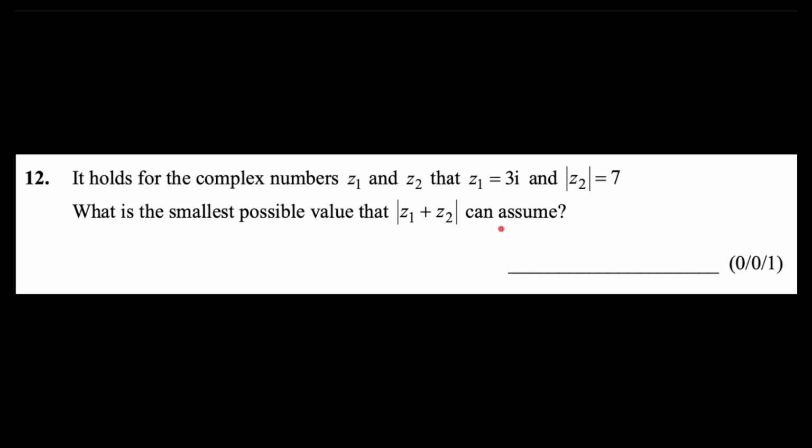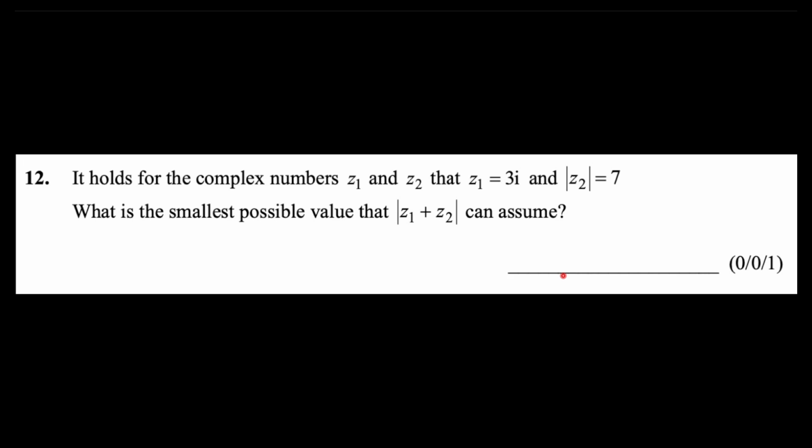It holds for the complex numbers Z1 and Z2 that Z1 is 3i, the absolute value of Z2 is 7. What is the smallest possible value of the absolute value of Z1 plus Z2? And of course, this is one of those questions that you just need to provide the answer.